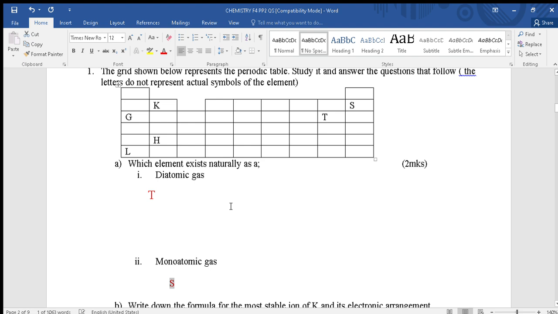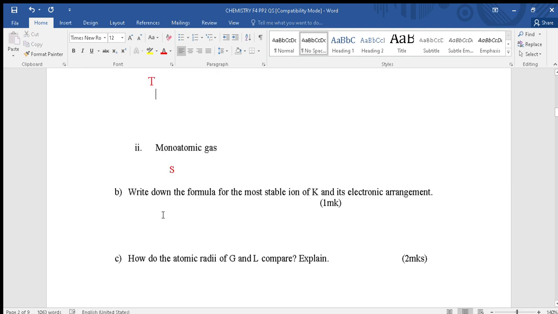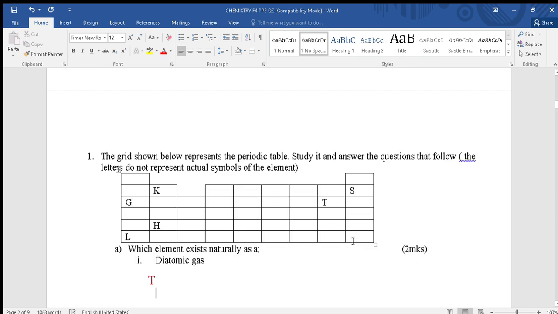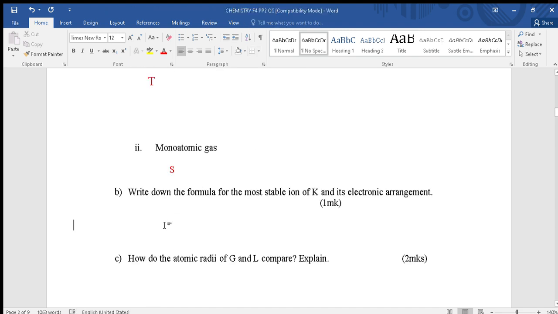And then we come to this other question here. You are asked, write down the formula of the most stable ion of K and its electron arrangement. Look at K. K is number what in the periodic table? You just count from here: number 1, number 2, number 3, number 4. So K is equal to number 4, and you can write the electron arrangement, which is 2.2.